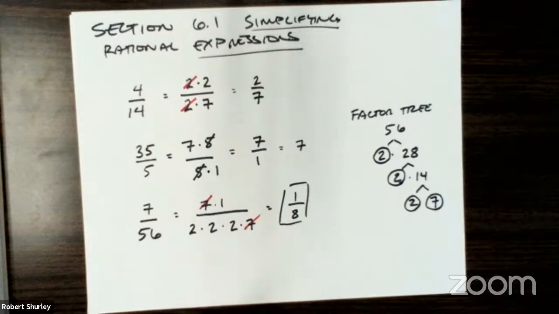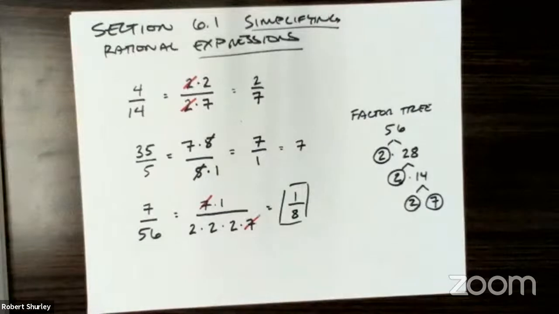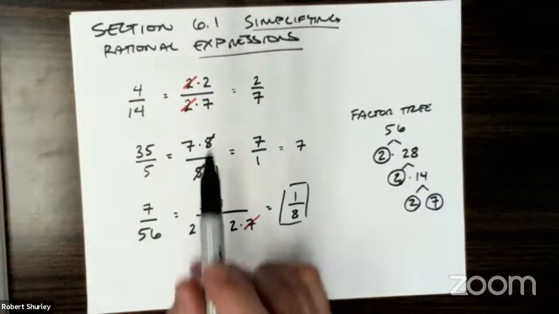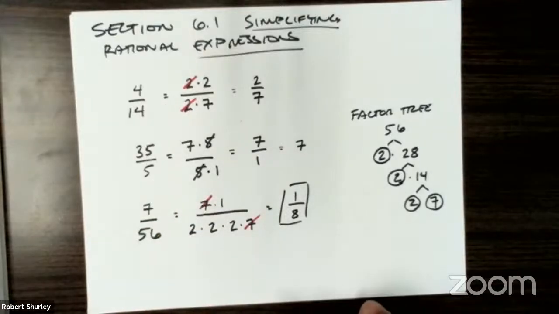Hopefully that's how your brain thinks. You shouldn't have to go through this whole rigmarole. But today, once we get to actual polynomial simplification, we're going to go through this. We're going to factor the top and bottom and then cancel what we can cancel out, okay?